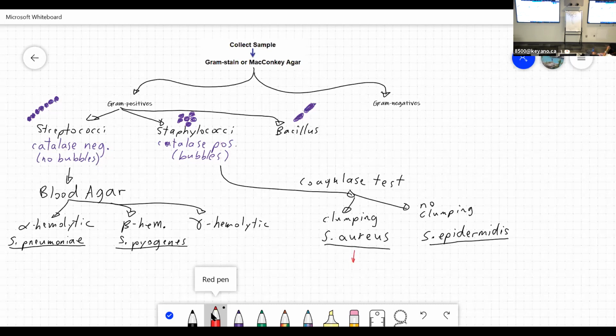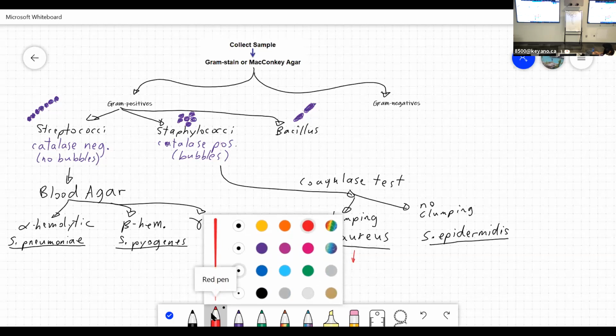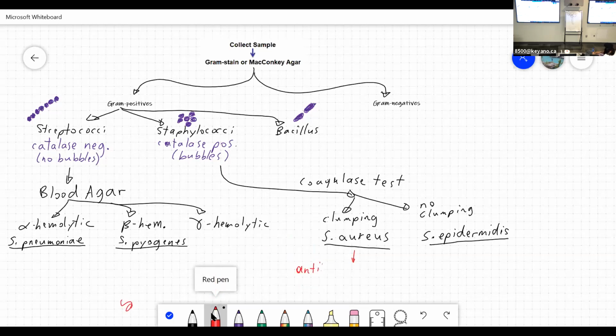So here we go. Antibiotic susceptibility.